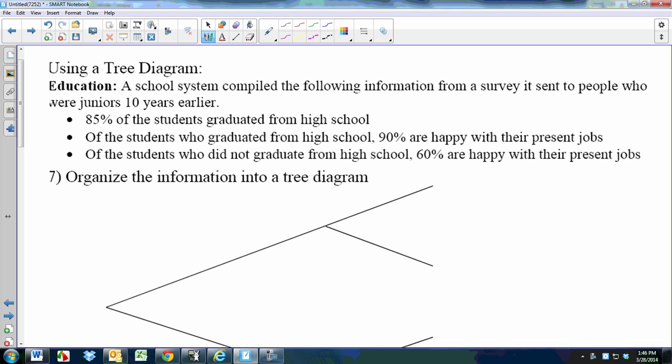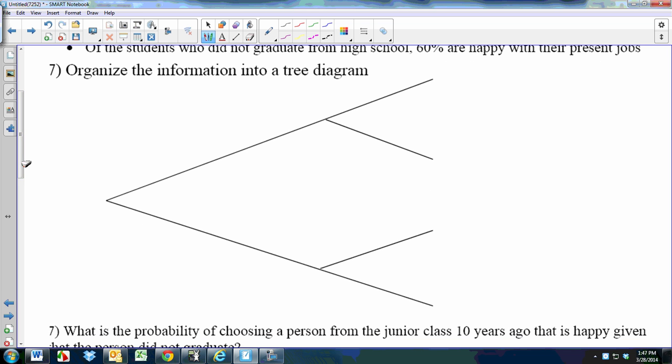A school system compiled the following information from a survey it sent to people who were juniors 10 years earlier. It said from the survey, 85% of the students actually graduated. Of those that graduated, 90% were happy with their current job. Of those who didn't graduate, 60% were happy. Notice how those percentages are probabilities. It's not raw numbers, it's probabilities. So we're going to take the tree diagram and organize all this information and then pluck some of that information off depending on what they're asking.